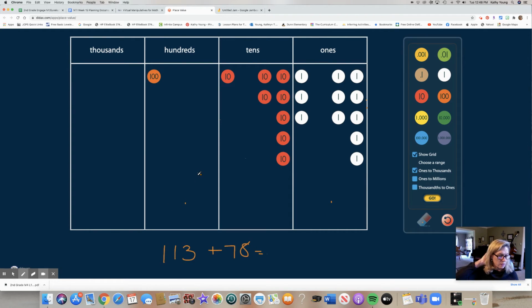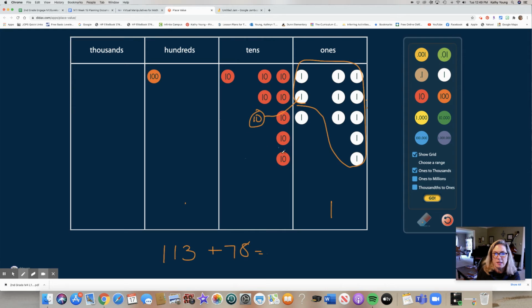Look down, if you look at letter E on that same page, we're going to start out with 113. So I've got, here's my 100, 10, and 3 ones. 113 plus 78. There's my 7 10s and my 8 ones. So again, I'm going to start over here in my ones place. 3 plus 8, that gives me 11. So I cannot have 11. I'm going to bundle a 10 and draw a new 10 over here. Okay, so I have 1 left over once I bundle those.